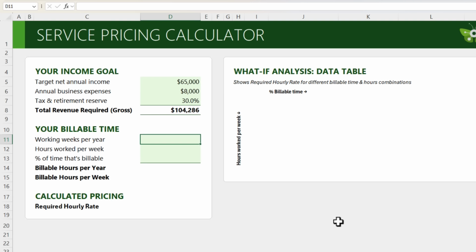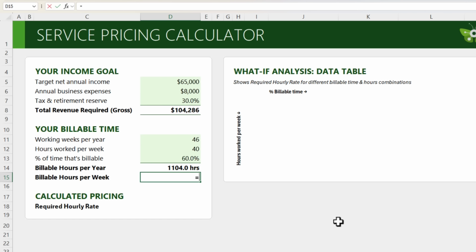Next, we need to calculate our billable time. Let's say we have 46 working weeks per year. That's 52 less 4 for holidays or vacation, and 2 for sick leave and any other time off. We're going to work 40 hours per week, but only some of that time is billable. You'll have to work out what's reasonable for you, but a good rule of thumb is approximately 60% is billable. The rest is spent on admin, marketing, training, etc. And now we calculate the billable hours per year, taking the working weeks times the hours worked times the percentage billable. And we get 1,104 hours of billable time per year.